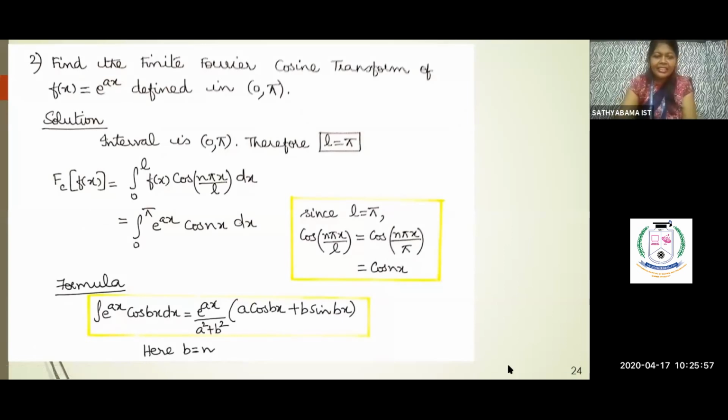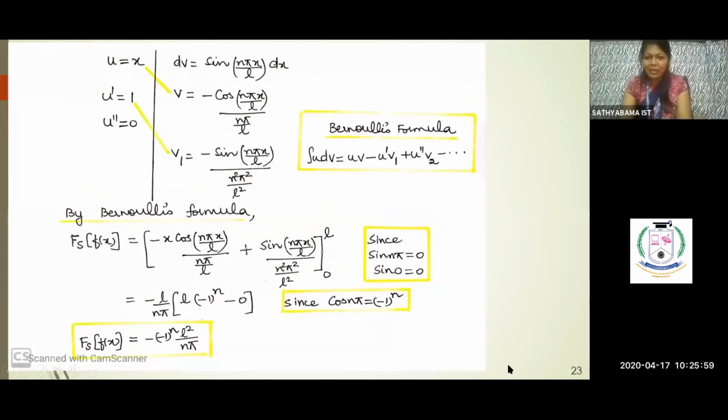Okay. All right, let's just complete this problem first. So we've simply used Bernoulli's formula here. So u is x, right? So what is u dash? U dash is du by dx. It is 1. And what is u double dash? U double dash is 0. Because u double dash is 0, u triple dash and all higher order derivatives will be 0. So I can stop with u dash. Only if you find the derivatives, you'll know where you have to stop in the formula. So I'll have to stop with u dash.